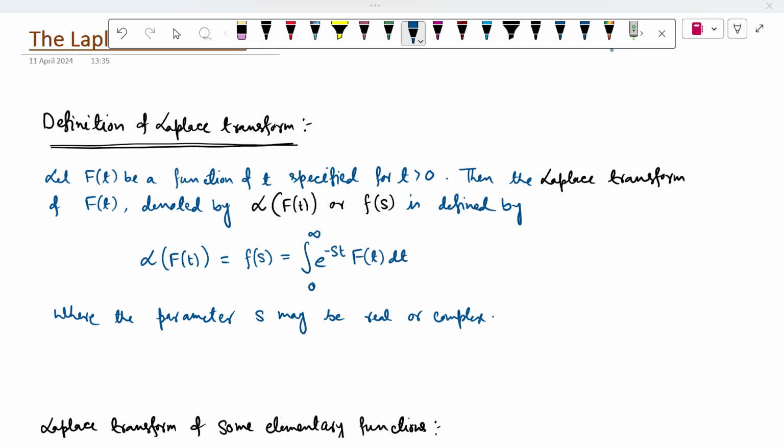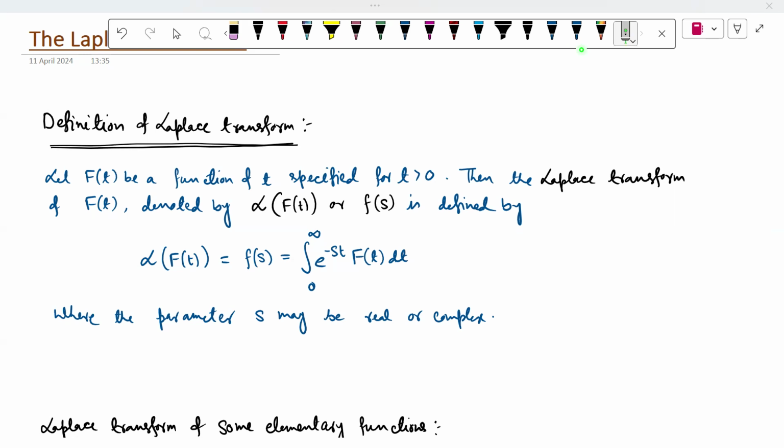Today we start with the definition of Laplace transform and see some elementary functions and their Laplace transforms. This course is very useful for undergraduate and postgraduate students in degree or in engineering. Let's start. So, the definition of Laplace transform.